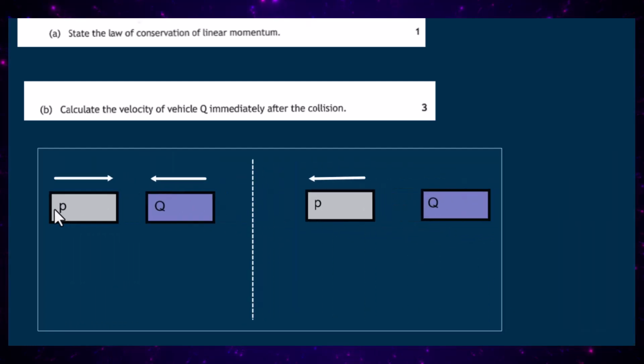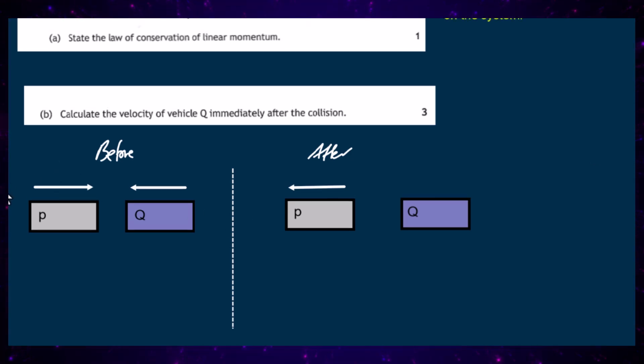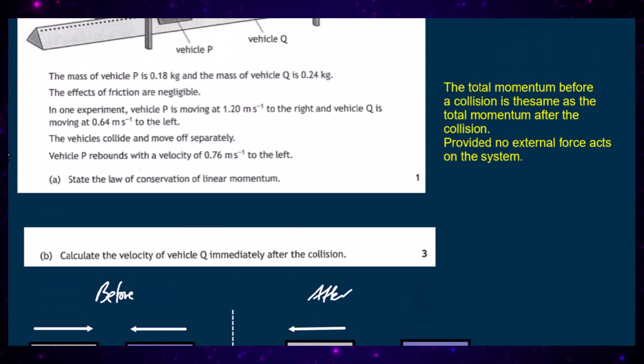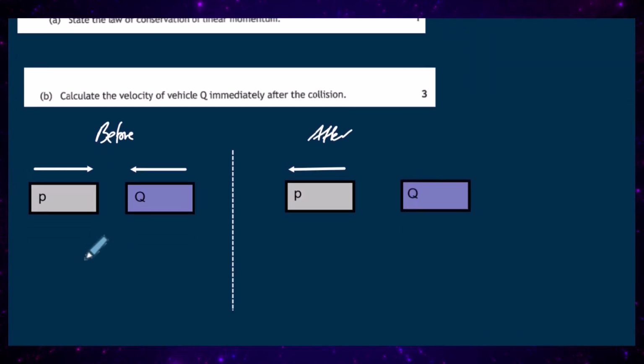So here we have a diagram, and this is going to be before the collision, and that's going to be after the collision here, after the dotted line. So there we've got the two diagrams of before and after. So we just have to fill in the different data for it, and we can slide up again. We can see that vehicle P has a mass of 0.18 kilograms, so we can put 0.18 kilograms over here.